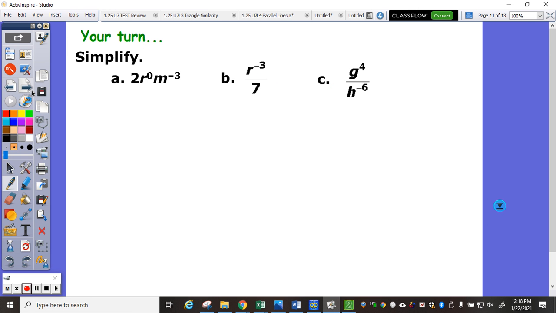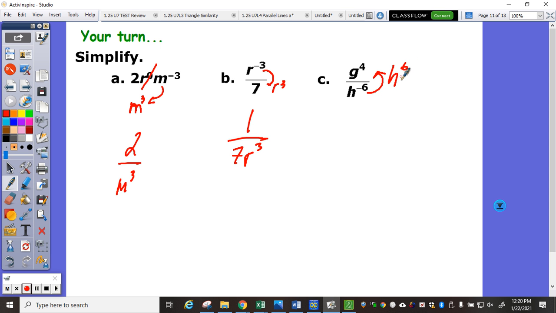So, simplify these, and then we'll be done. All right, so we'll eliminate the r to the 0. We'll move this to the denominator, m to the third. So we have 2 over m to the third. We'll bring this over to the denominator, make it positive. We have 1 over 7r to the third. We'll move this to the numerator, make it positive, g to the fourth, h to the sixth. Okay, are we good?